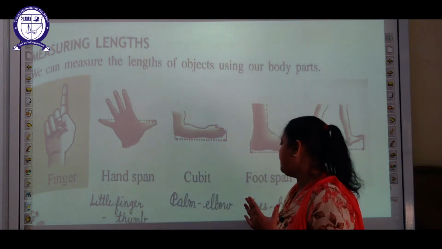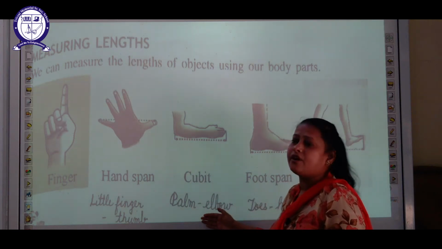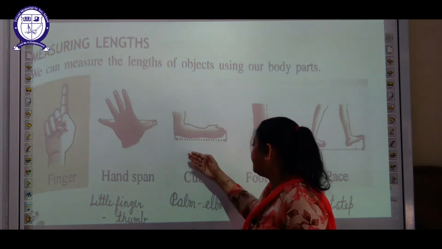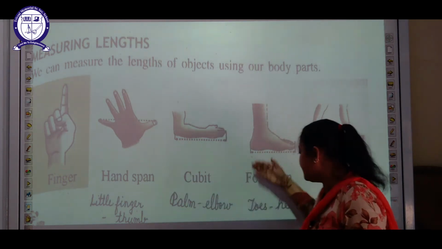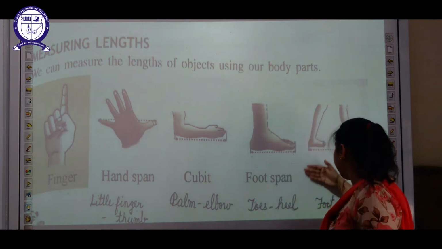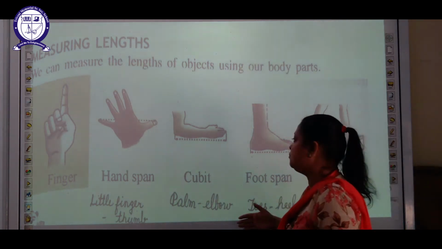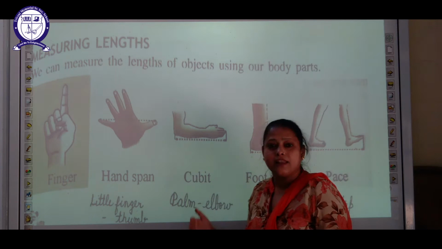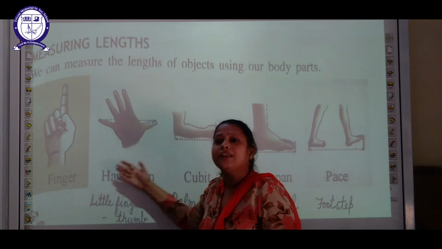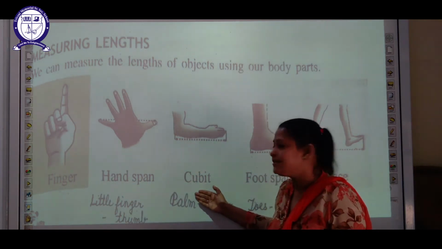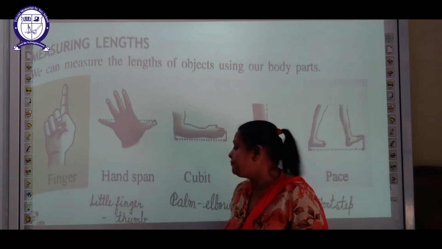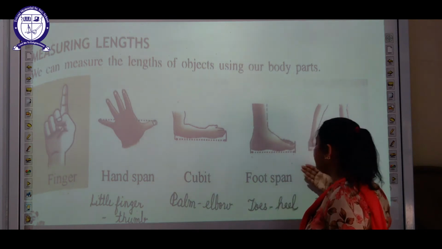Next, students, cubit. From palm to our elbow, cubit. And foot span, students, toes to heel. And the pace is the student's footstep. So we can measure the length of objects. How can you measure? By using the finger, hand span, cubit, foot span, pace.